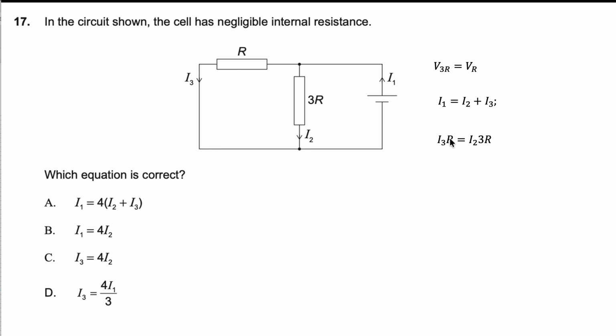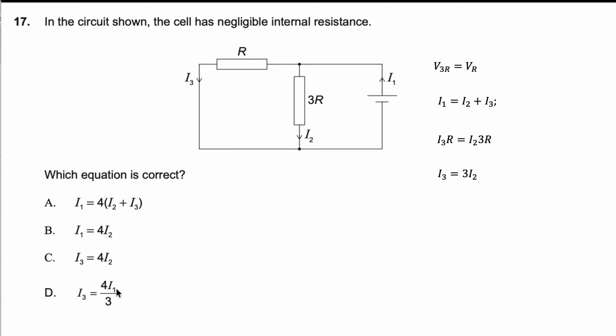Therefore, if we just go through this, we look here, we've got the potential difference over R, that's going to be I3 times R, which is equal to I2 times 3R. We're just using V equals IR here. And we can cancel the R's so that we have this final equation here, I3 equals 3I2.